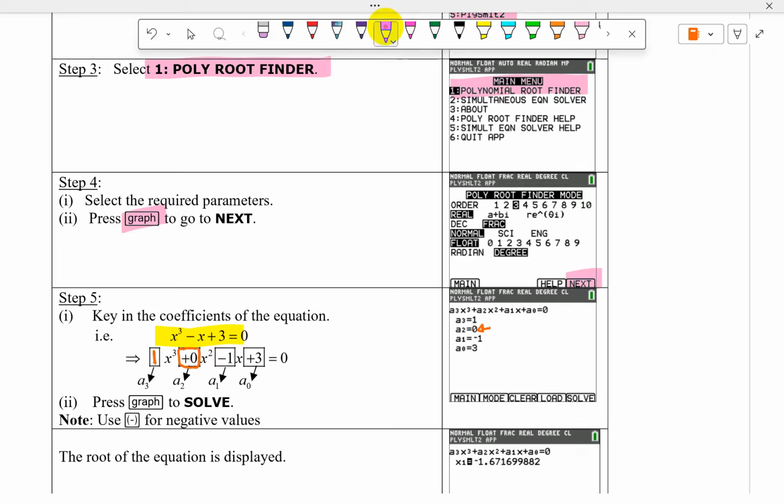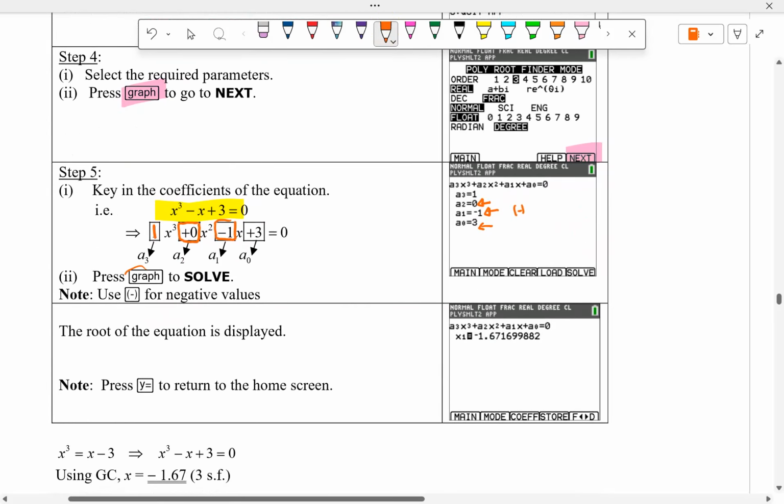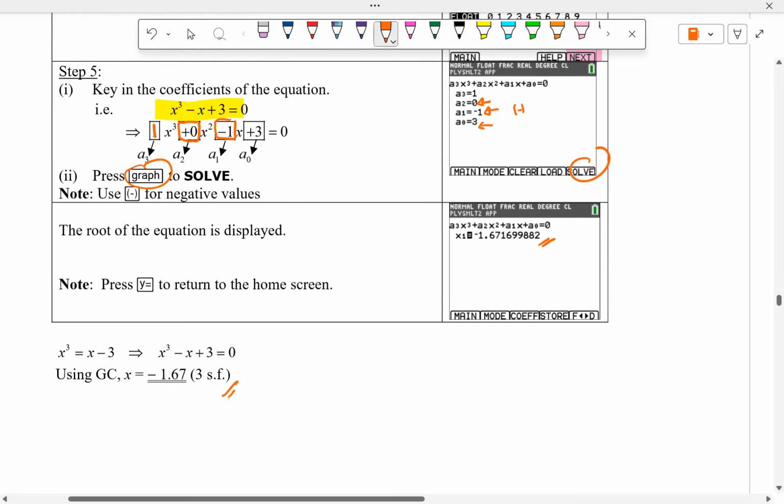Then minus x, so the coefficient of x is negative 1. Please use the negative button on the GC, not the minus button. And the constant is 3, so this A0 is just 3. Then lastly, press the graph button to solve it. The GC will immediately return you the root of the equation, which is negative 1.67. So again, answering the question, using GC, x equals negative 1.67.